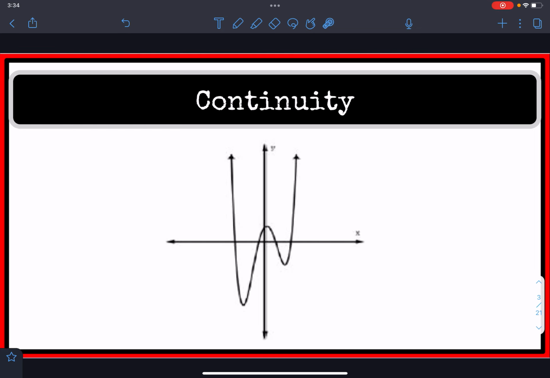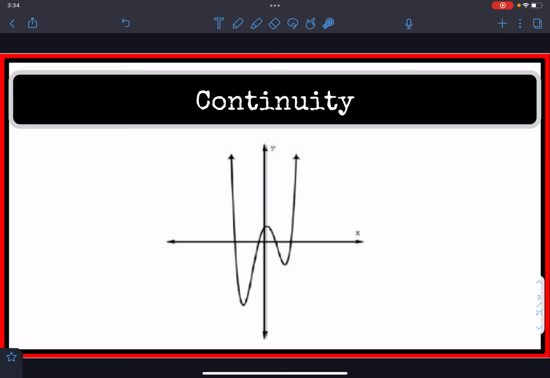So this is an example of a graph that's continuous. Notice that there are no gaps, there's no holes in the graph. And a very simple test is if I trace over the graph, I can trace it again without picking up my pen at all throughout the graph. I don't have to pick up my pen to continue drawing the graph of this function. So this is an example of a continuous function.